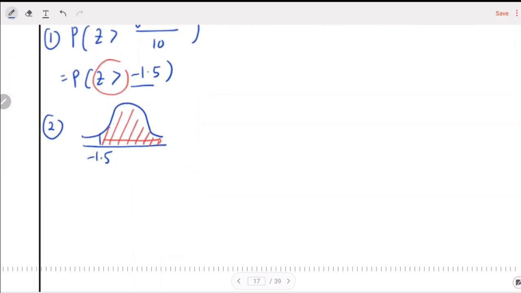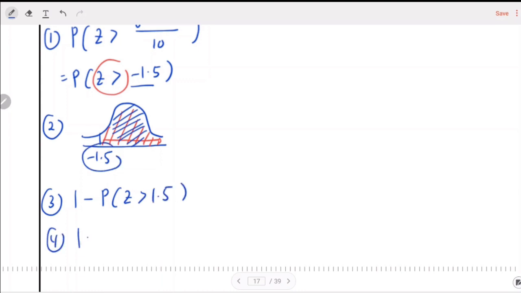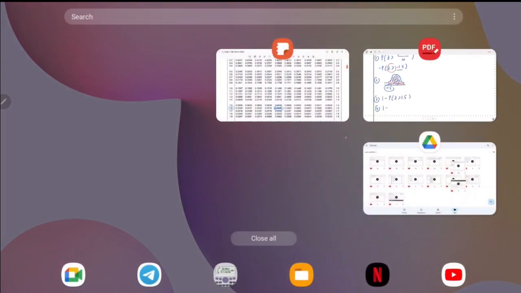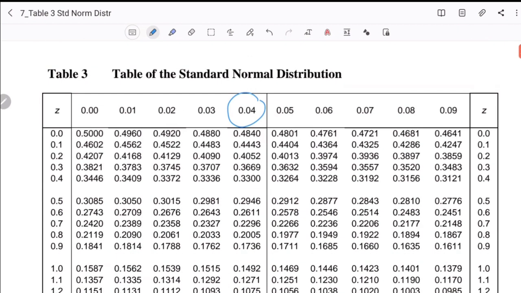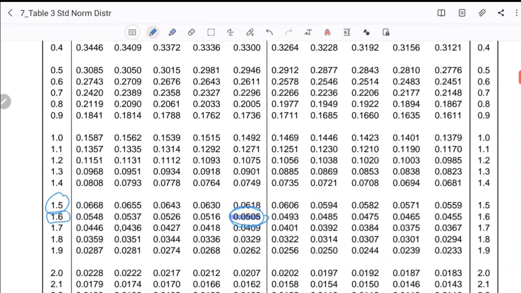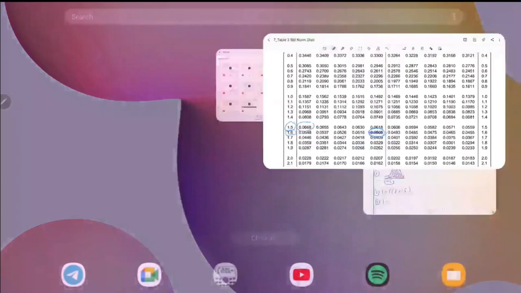Next, identify whether we need to put 1 minus or not. Since we shade the middle region of our bell shape, we need to put 1 minus Z greater than this value here. Then the last step, take a look at the standard normal table, 1.5. Standard normal table, 1.5 here. 1.5 for the second decimal is 0. So 1.50, the value is 0.0668.